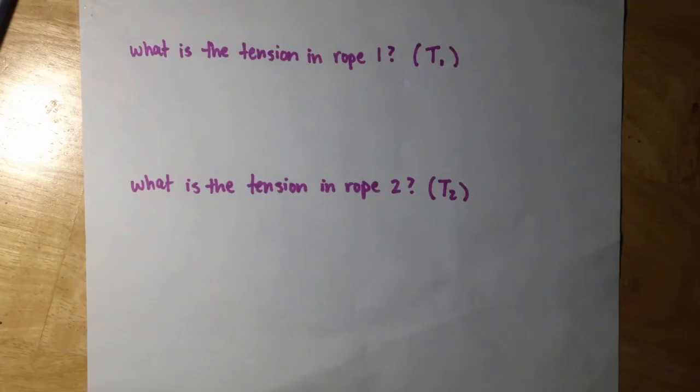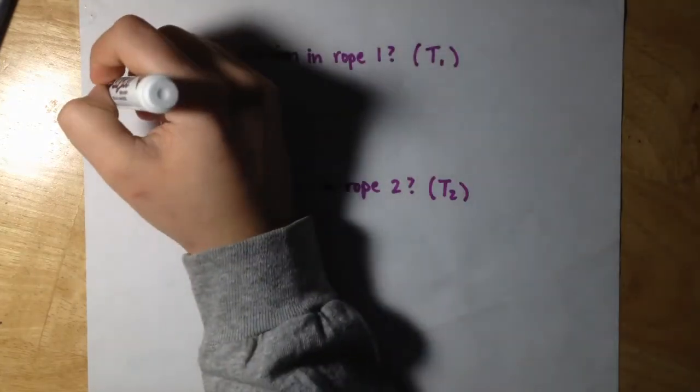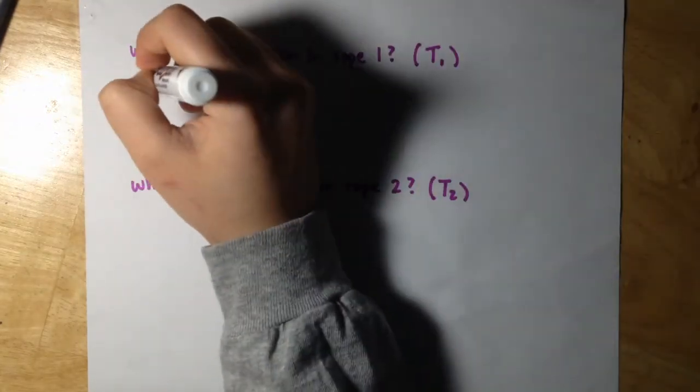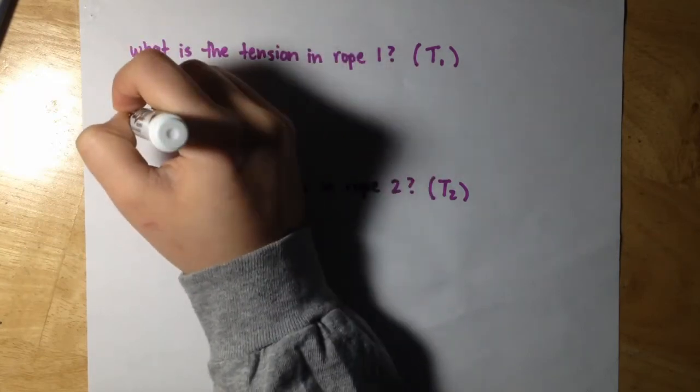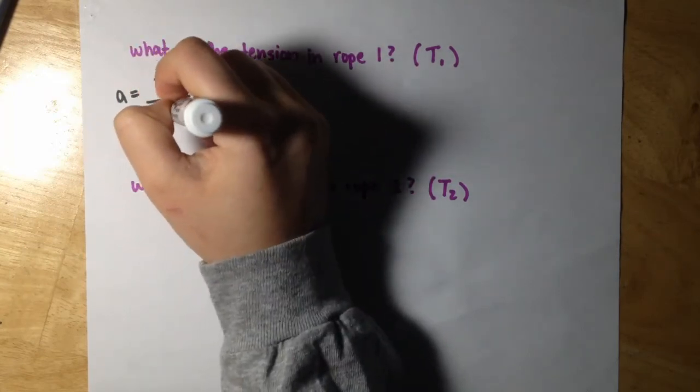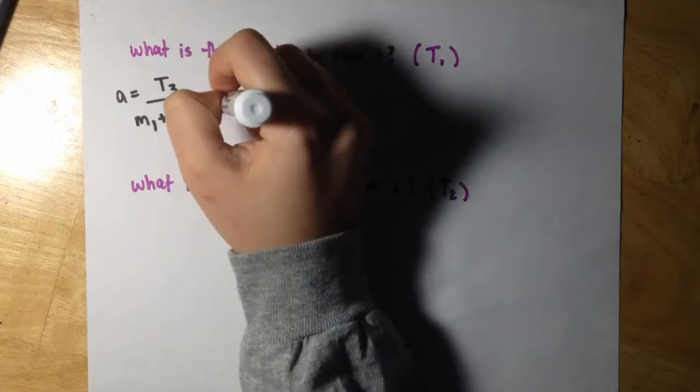The second question asks for the tension in rope 1. So we can use the same equation to solve for this as we did in the previous problem. So that equation was A equals T3 over M1 plus M2 plus M3.